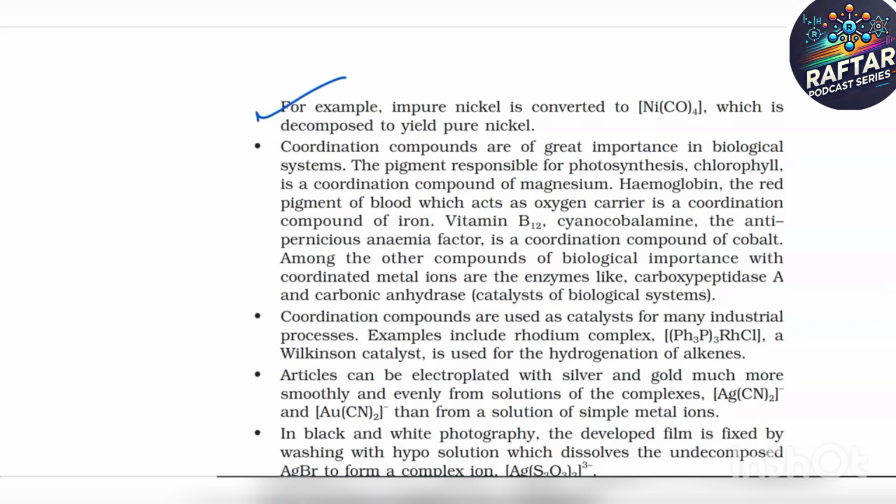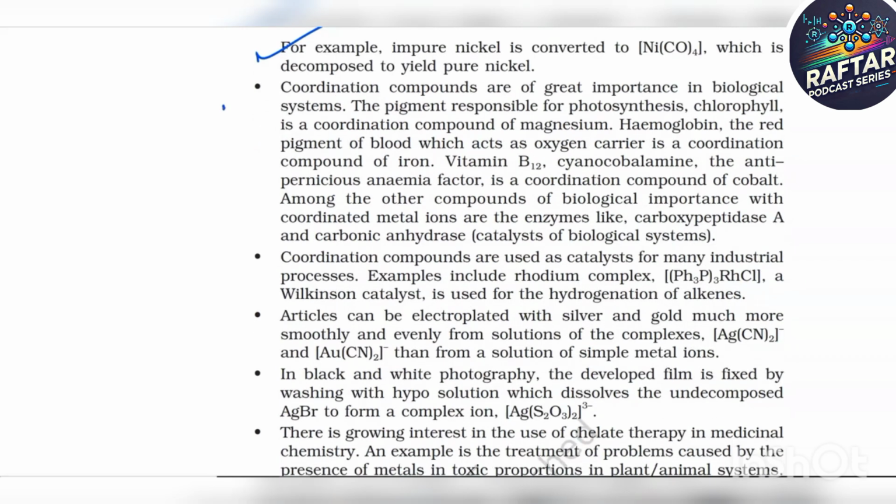Coordination compounds are of great importance in biological systems. The pigment responsible for photosynthesis, chlorophyll, is a coordination compound of magnesium. Hemoglobin, the red pigment of blood which acts as an oxygen carrier, is a coordination compound of iron. Vitamin B12, cyanocobalamin, the pernicious anemia factor, is a coordination compound of cobalt.